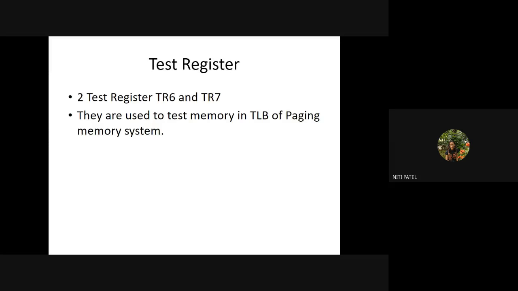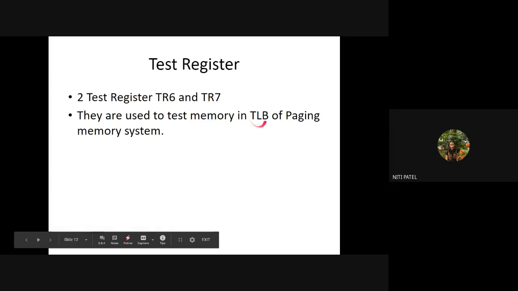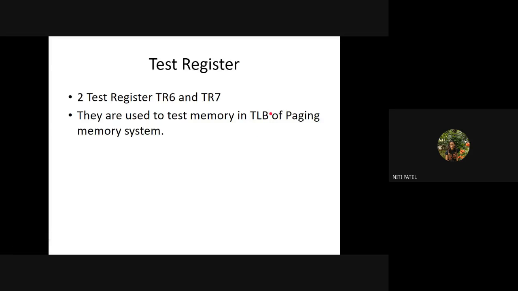If my memory is a segment memory, this bit will always be set to 0. If my memory is paging memory, then only it is going to use this test register. So the bit is either set to 1 or 0. And what it is checking is the TLB part of paging. What is that TLB part? It was the translation lookaside buffer, which means what?